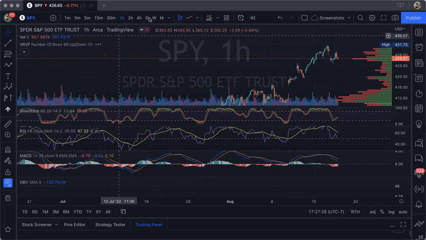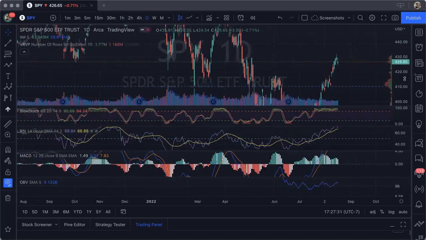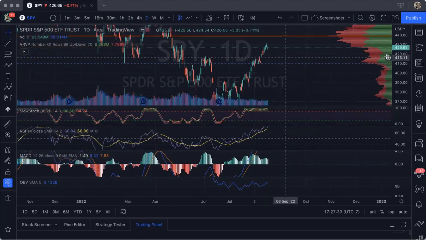All right, so if you're going to play SPY, let's draw some of our horizontal resistances on the daily.